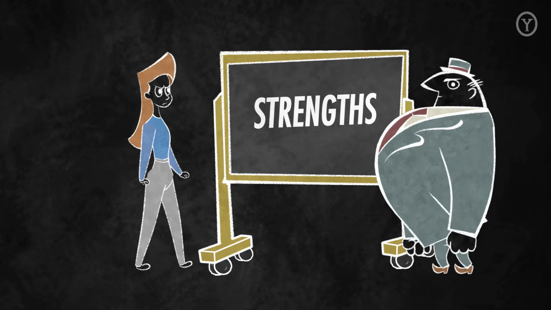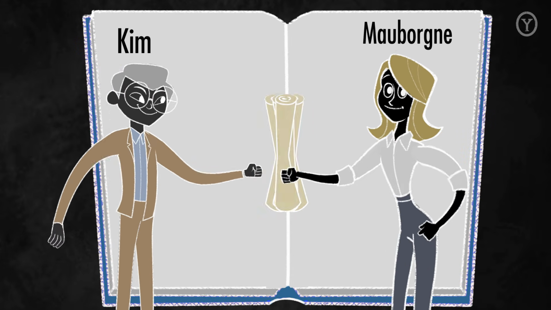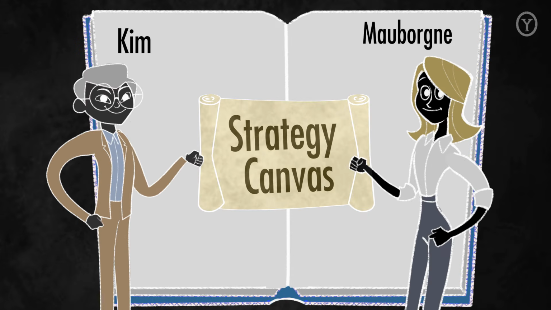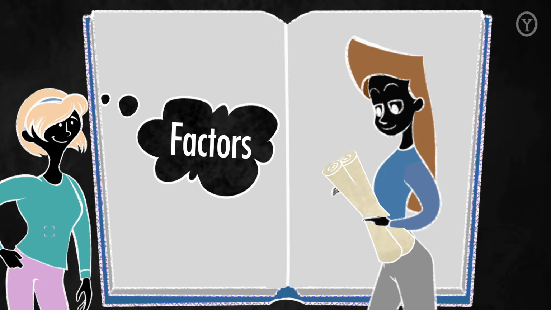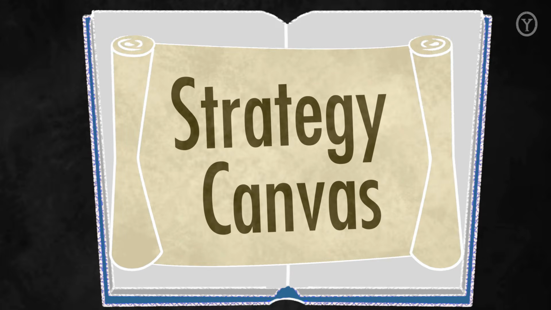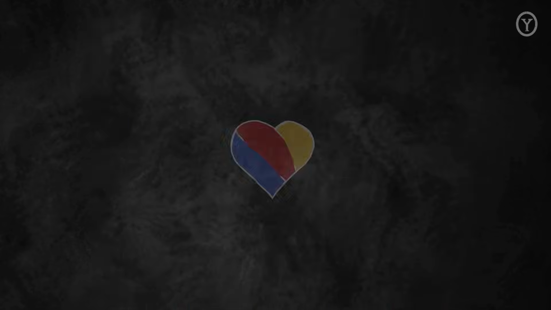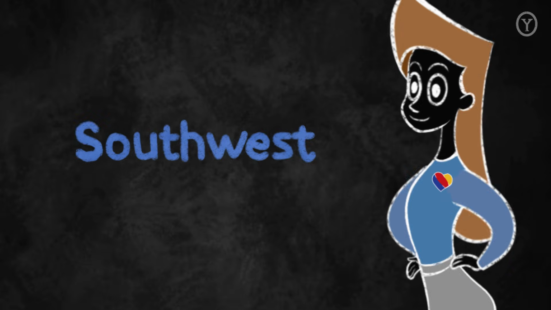to their rivals. In their work on Blue Ocean Strategy, Kim and Mauborgne introduced the Strategy Canvas as a tool that helps companies understand how they compete on the factors customers consider when they choose between offerings. A strategy canvas is essentially a graph that shows how companies compare to each other on the key customer buying criteria. Say you are a market strategist at Southwest Airlines.